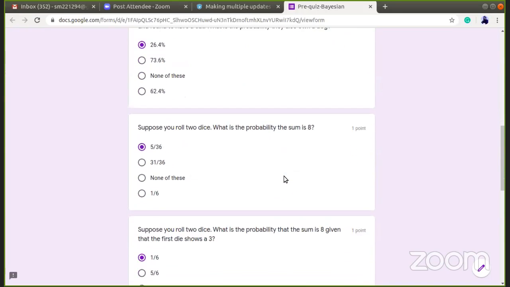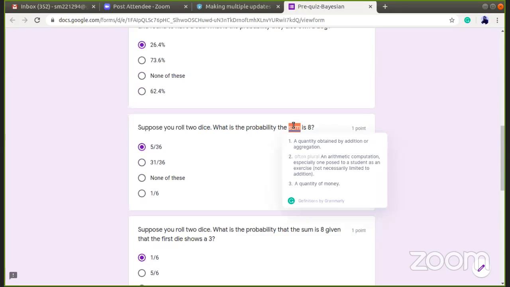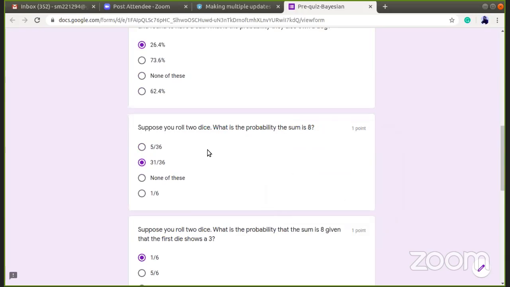And then it was a simple two dice rolling question. The sum has to be 8. There is no condition involved here. So I think five instances are there: 2 6, 3 5, 5 3, 4 4, 6 2. Those five are our desired outcomes, and 36 is the total sample space. So the right answer is 5 upon 36.